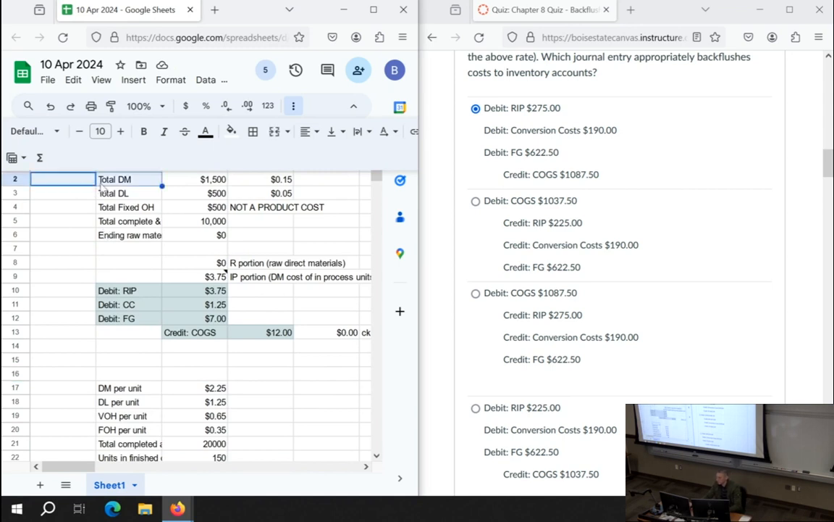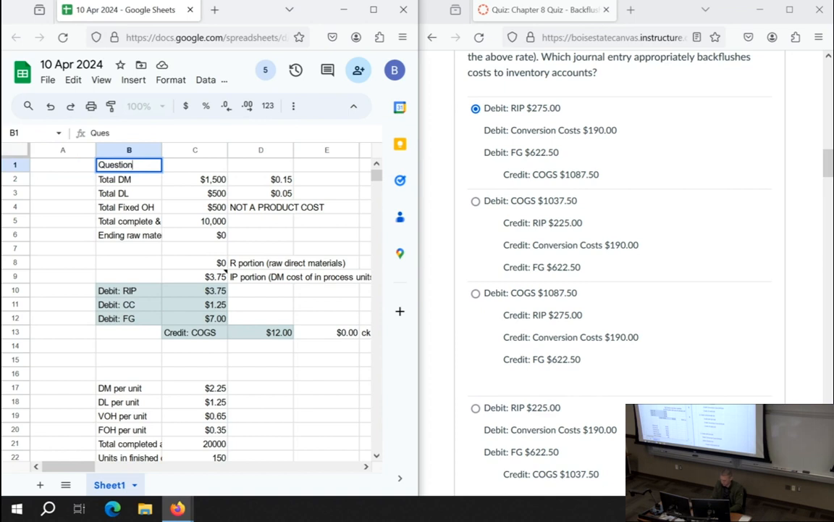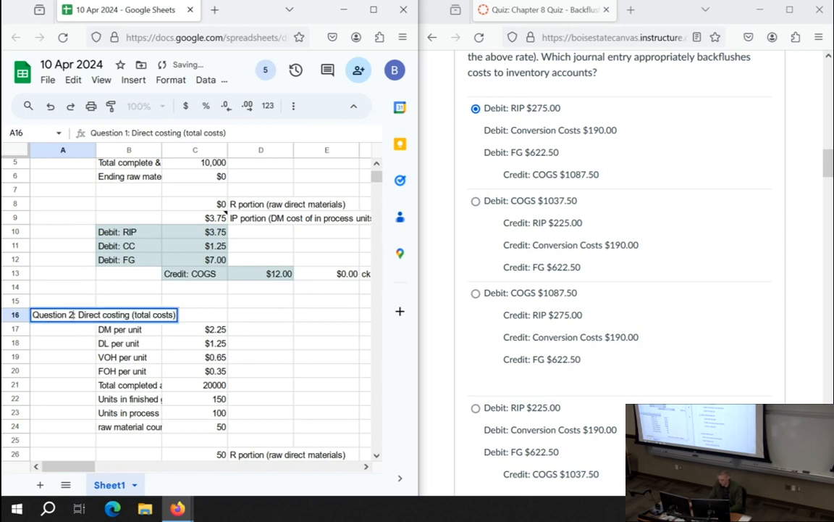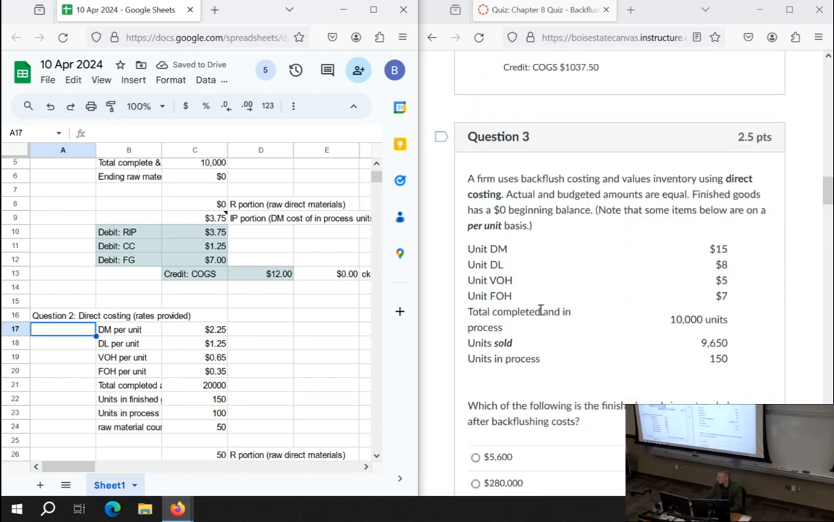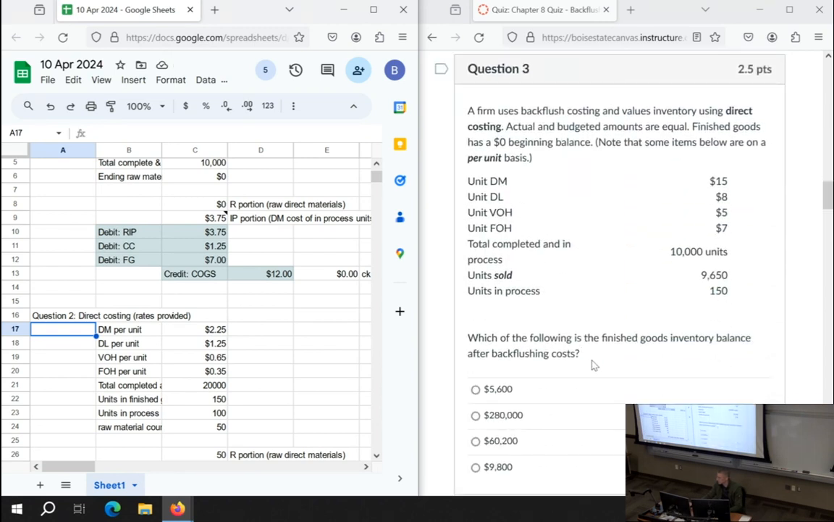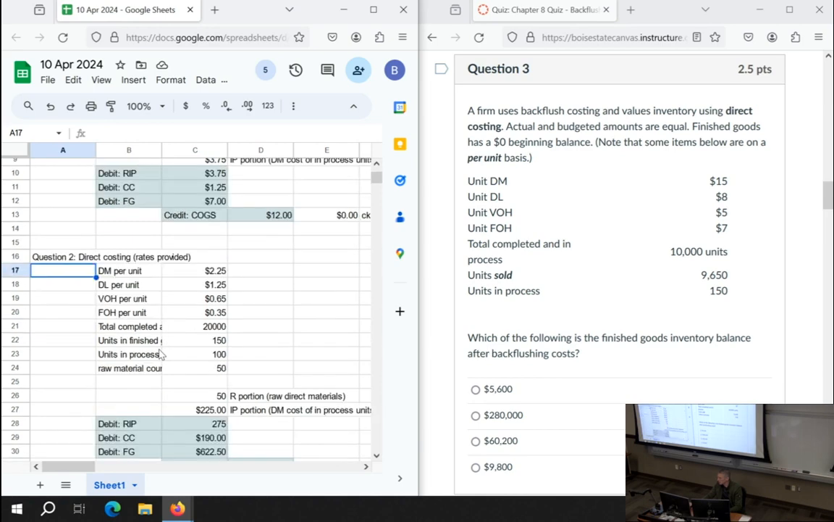Great. Let me label these. This is question 1, direct costing, total costs. This is question 2, direct costing, rates provided. Okay. Now question 3. So this is asking a slightly different question, so we'll go through it.